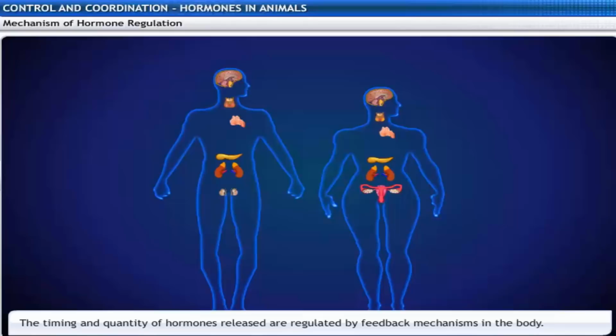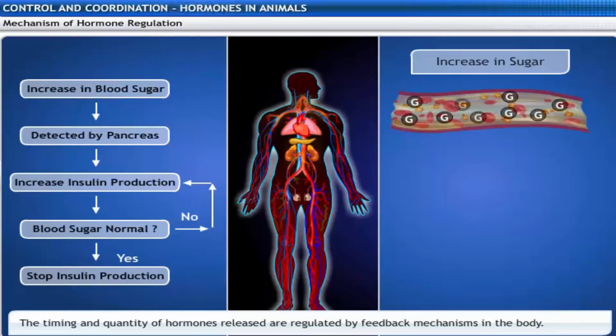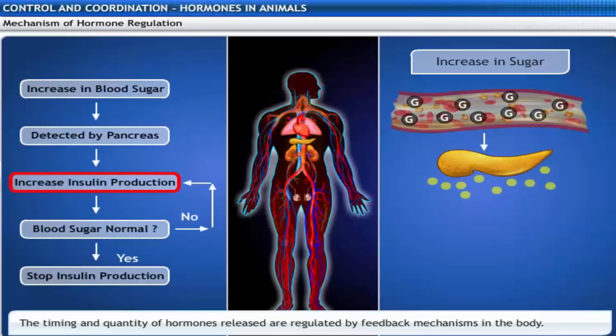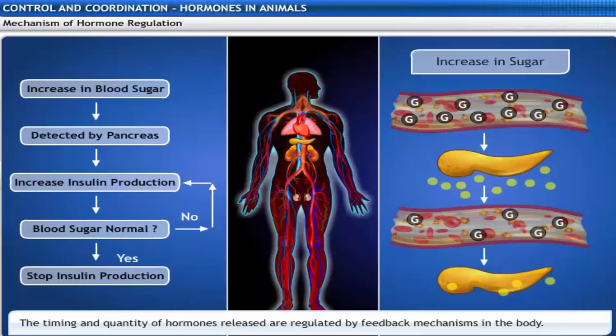Thus, the timing and the amount of hormones released are regulated by feedback mechanisms in the body. For example, if the sugar level in our blood rises, this is detected by the cells of the pancreas, which respond by producing more insulin. As the blood sugar level falls, insulin secretion reduces.